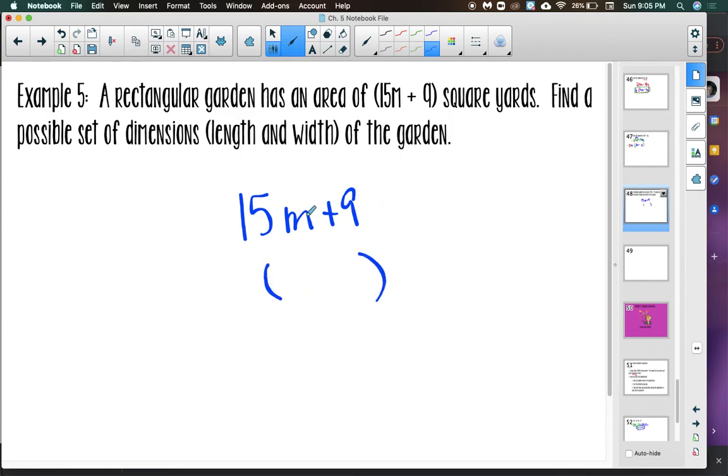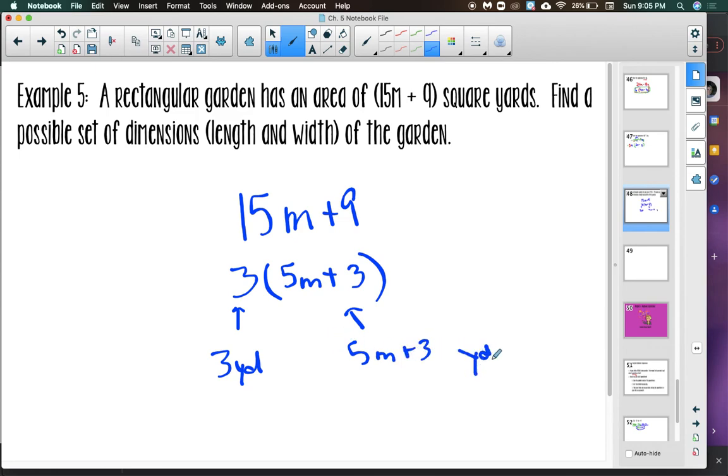The GCF of each of these terms is 3. 15m divided by 3 is 5m. Positive divided by a positive is a positive. 9 divided by 3 is 3. So one possible length is 3 yards. The other possible length is 5m plus 3 yards. And that's how we would answer that question. We would just factor it and then put yards with each term.